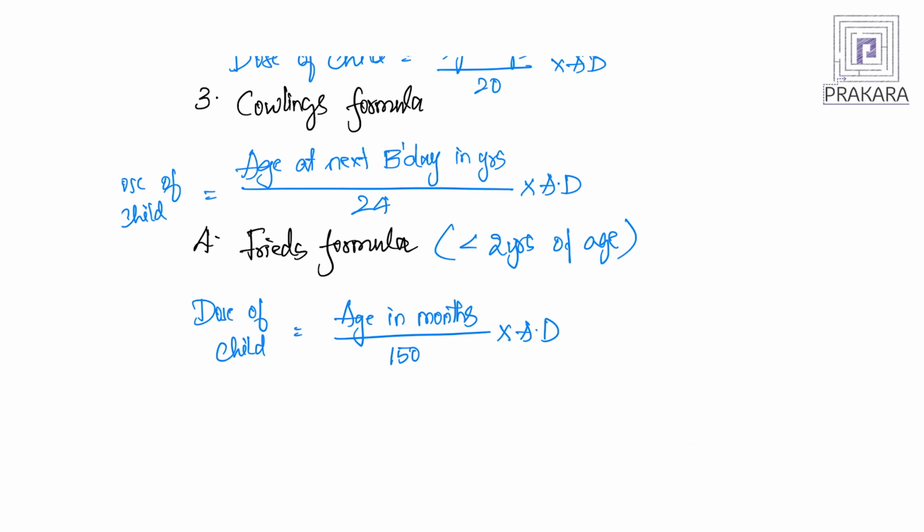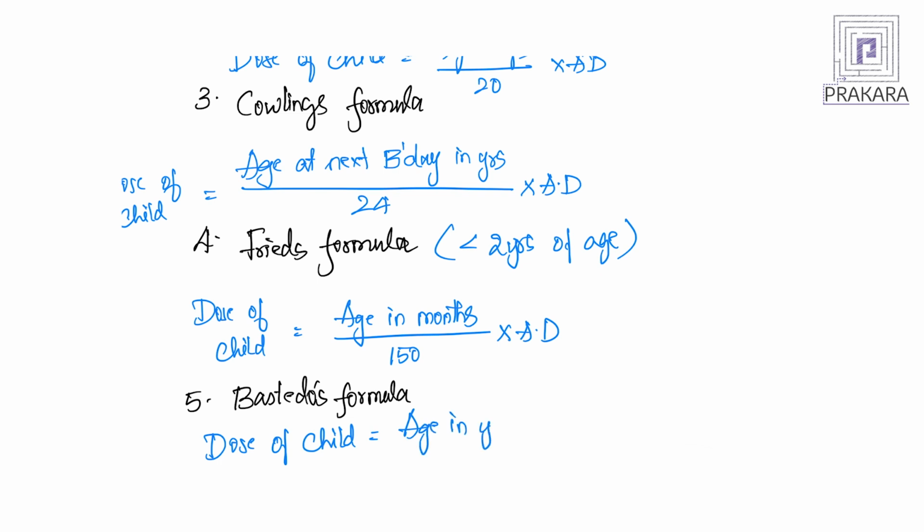And the last formula under age is Bastedo's formula. It is not for a particular age group; there is no such requirement here. The dose of child is equal to age in years plus 3, divided by 30, into adult dose. AD is nothing but the adult dose. So all these 5 formulae are what we use to calculate the dose of a child taking the age of the child into consideration.